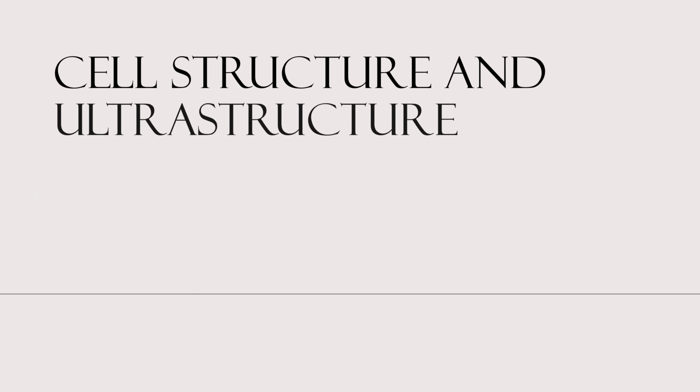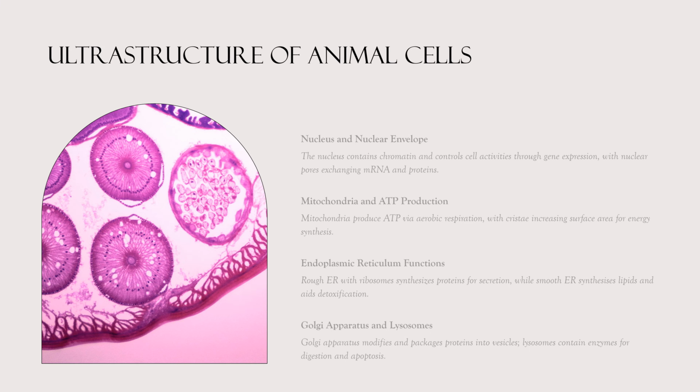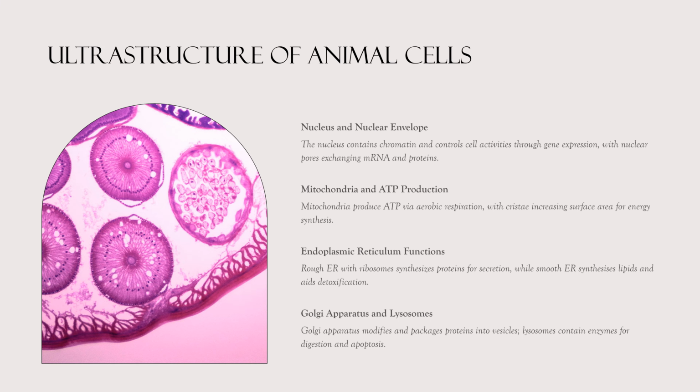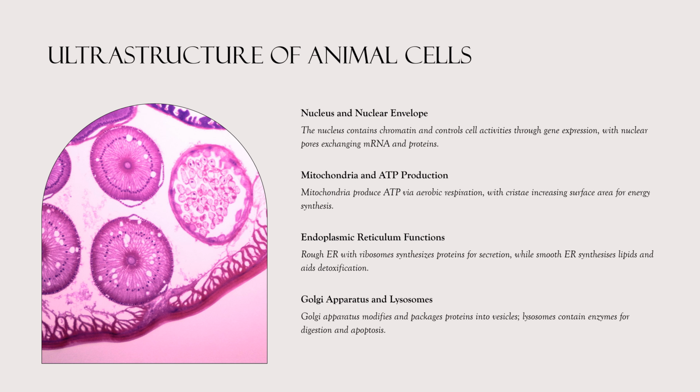Ultrastructure of animal cells, ultrastructure of plant cells. Animal cell ultrastructure refers to the detailed internal structure visible using an electron microscope. Key organelles include the nucleus, which contains chromatin and controls cell activities through gene expression. The nuclear envelope, with nuclear pores, allows the exchange of mRNA and proteins.